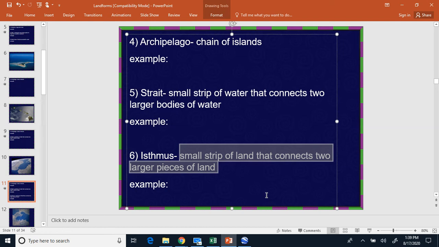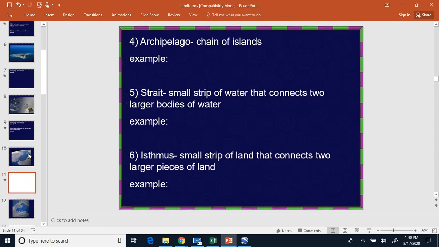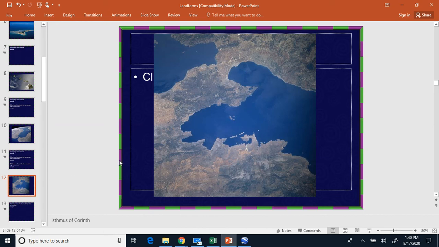When Alaska and Russia used to be connected by land way back in the day, that was an isthmus. And the most famous isthmus is the Corinth Isthmus. So that's it right there. That's the Corinth Isthmus. It's a little strip of land that connects two larger bodies of land together.